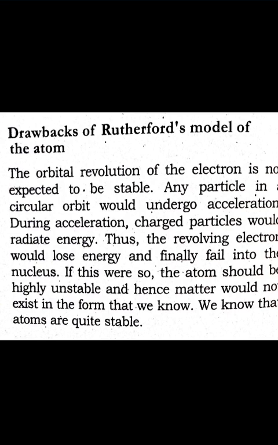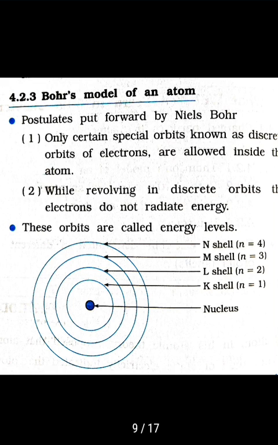In order to overcome the objections raised against Rutherford's model of the atom, Niels Bohr put forward some postulates about the model of an atom. We can see the postulates of Niels Bohr. Only certain special orbits known as discrete orbits of electrons are allowed inside the atom. That means atoms have certain special orbits called discrete orbits for the motion of electrons.